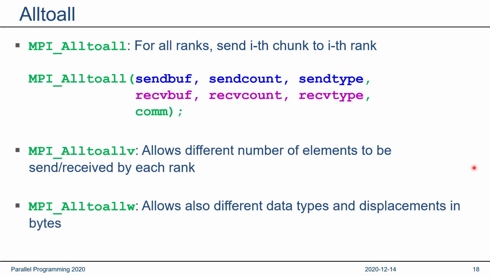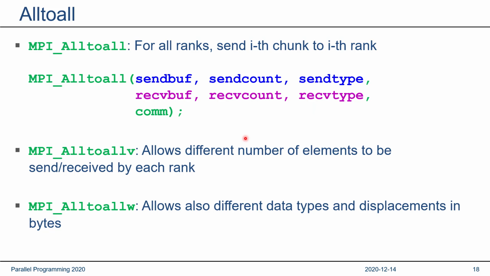MPI all-to-all is probably the most comprehensive or complicated call that you have in MPI for communication. It sends the ith chunk of an array to the ith rank for all ranks. So in a sense, as you will see in the example on the next slide, it's some kind of global matrix transpose. It has to be given send buffer and receive buffer arguments: send buffer, send count, send type, receive buffer, receive count, receive type.